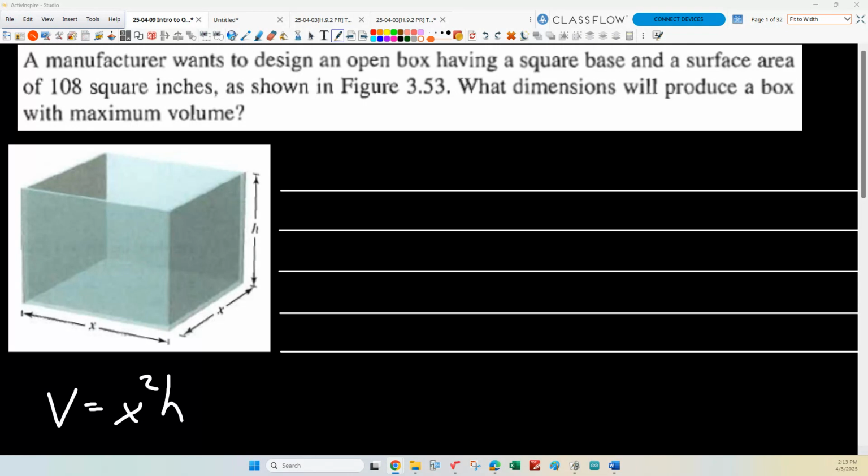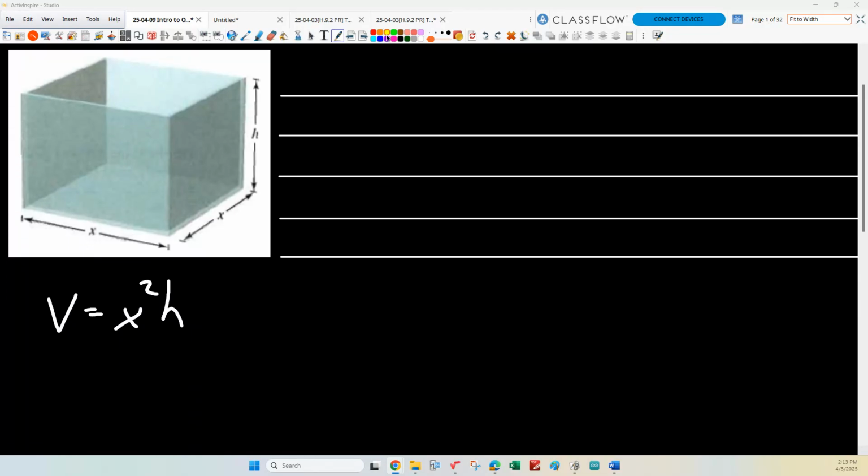Okay, we need a single variable though, right? So we need volume as a function of a single variable. So we've got to somehow eliminate one of those variables, which means that our secondary equation has to be an equation that only involves h's and x's, right? A lot of times, I like to call it an equation of constraint, and sometimes you hear that term. An equation of constraint makes sense because it's got to be some piece of information that constrains the problem.